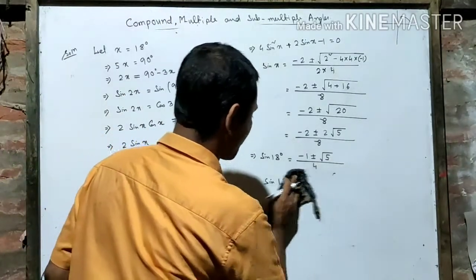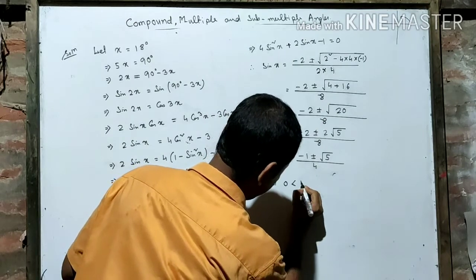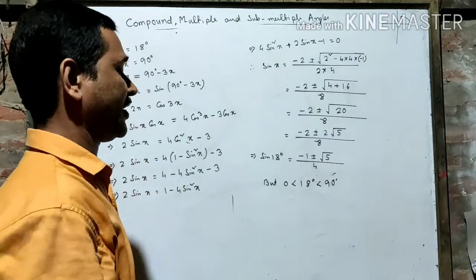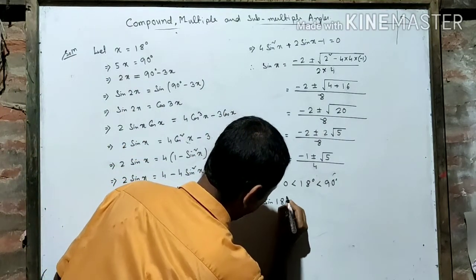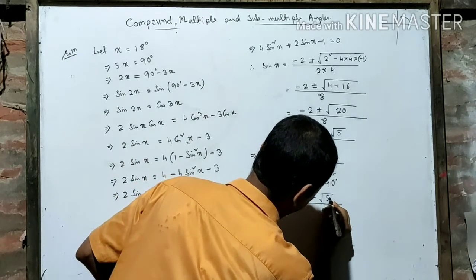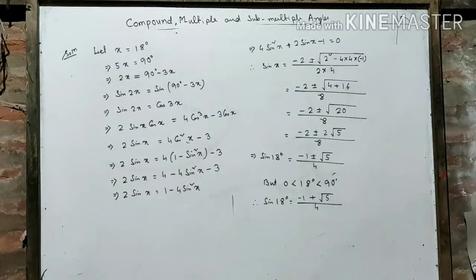Therefore we will write, but 0 less than 18 degree less than 90 degree. That means it lies in the first quadrant. Therefore sine 18 degree is equal to -1 plus root 5 by 4. So the value of sine 18 degree is -1 plus root 5 by 4. Now we will find the value of cos 18.